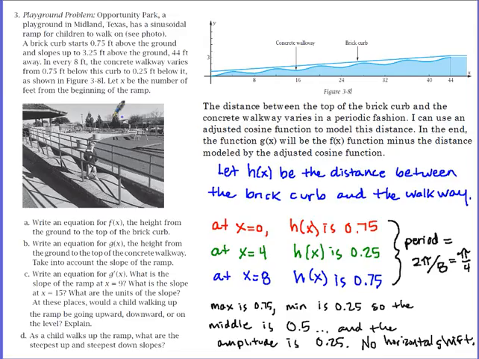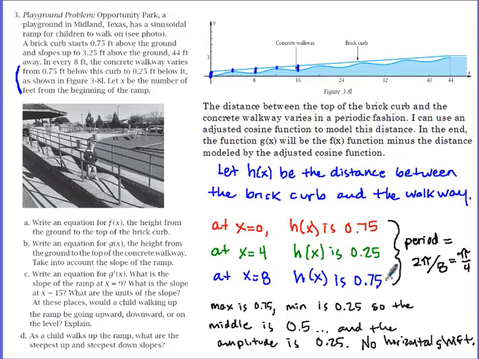So a couple of things of note here. In the second part of our description, they tell us something about the concrete walkway. They say in every 8 feet, so I think the period is 8 feet, the concrete walkway varies from 0.75 feet below the curb, so this distance is 0.75 feet, to 0.25 feet below the curb. That's this little distance right here. And then it goes back to 0.75 feet below the curb, and then 0.25 feet below the curb, and then 0.75, and so on and so forth.